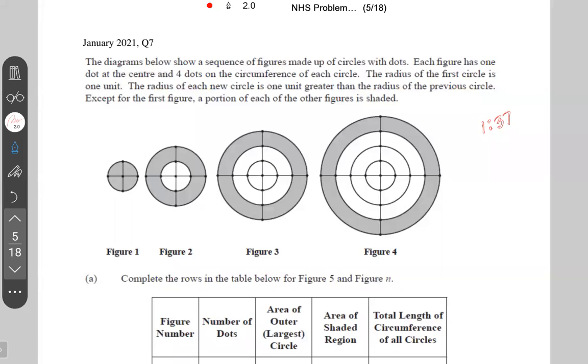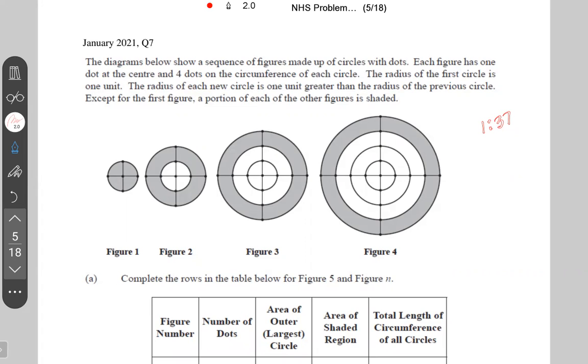All right, so this is January 2021, question number 7. You can see that this question typically is going to be question number 7 in your exam. It says the diagram below shows a sequence of figures made up of circles with dots. Each figure has 1 dot at the center and 4 dots on the circumference of each circle.